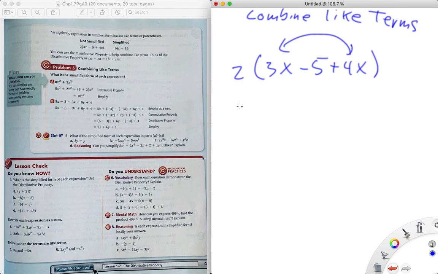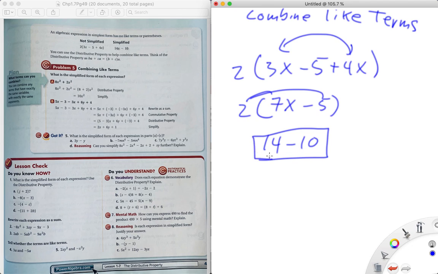So looking at this, 3 plus 4 is 7. So 3x plus 4x is 7x, minus 5. Then I can distribute using the distributive property. 2 times 7x is 14x, and then 2 times negative 5 is negative 10. This is considered simplified. I combined my like terms, the 4x and the 3x, to turn it into 7x. Then I used the distributive property and solved.